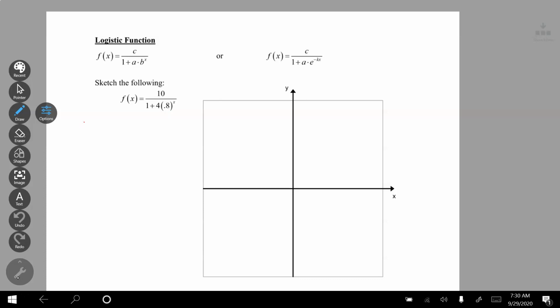So since C is equal to 10, that is the maximum value right here, 10. I'm going to have a nice horizontal asymptote of y equals 10. I'm going to also have another horizontal asymptote of y equals 0.